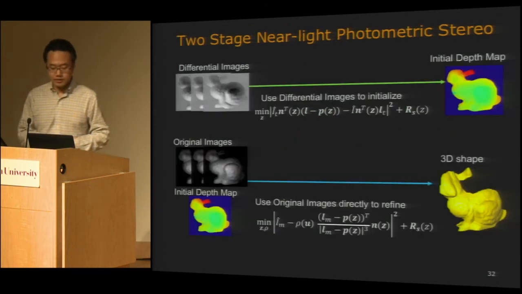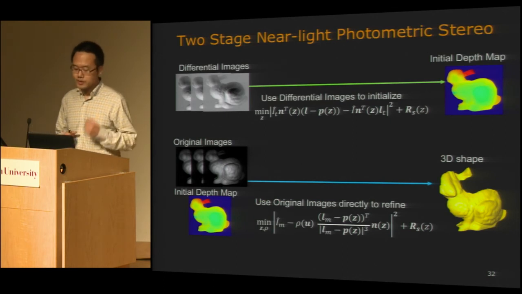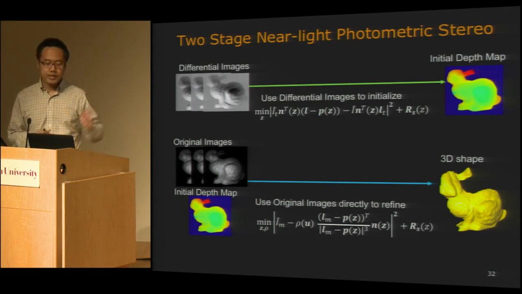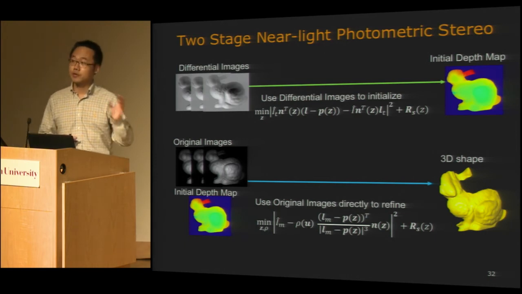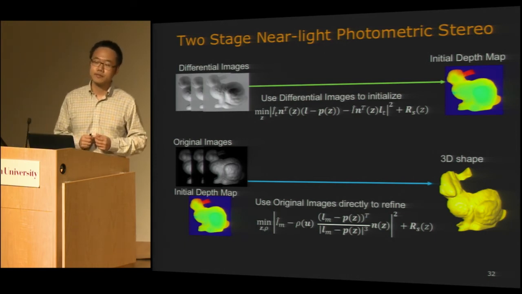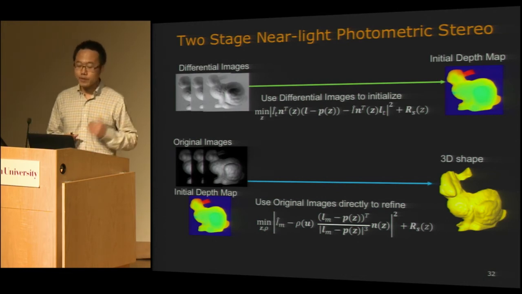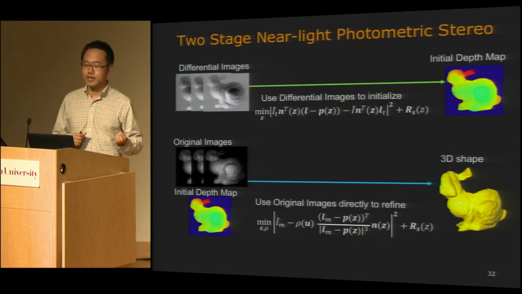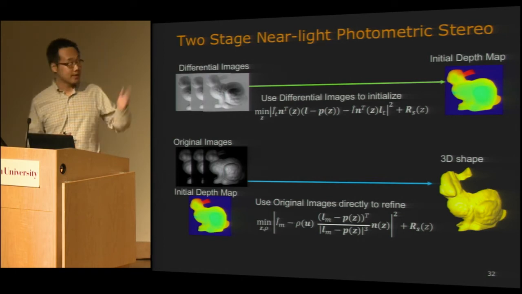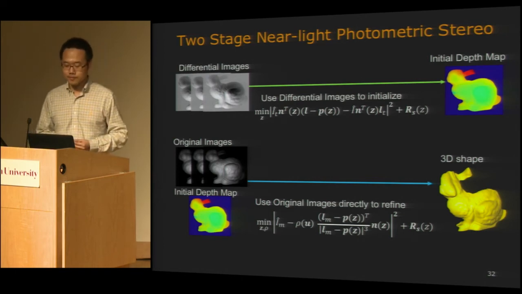To summarize, we propose a two-stage algorithm for near-light photometric stereo. In the first stage, we use the differential images to initialize the depths. In the second stage, given the initialized depths, we refine them using the original images and the original image formation model to get the final 3D reconstruction.